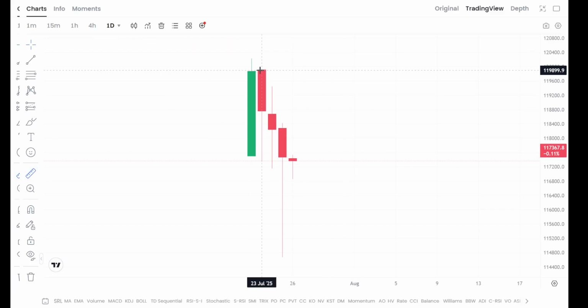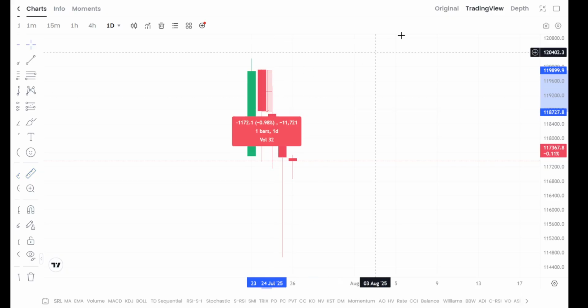Let's see, the market price of Bitcoin was open at this point. This is the red candle. It means the market will go down, and the market price went down and was closed there. And let's see, the market price of Bitcoin opened at 1,19,899.9 USDT. The market price of Bitcoin went down and closed at 1,18,727.8 USDT. In this one candlestick, the market price went down by 1,172.1 USDT. It is 0.98%.